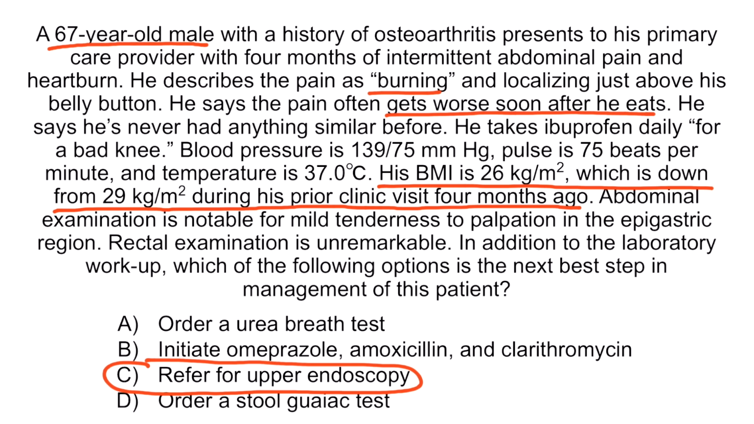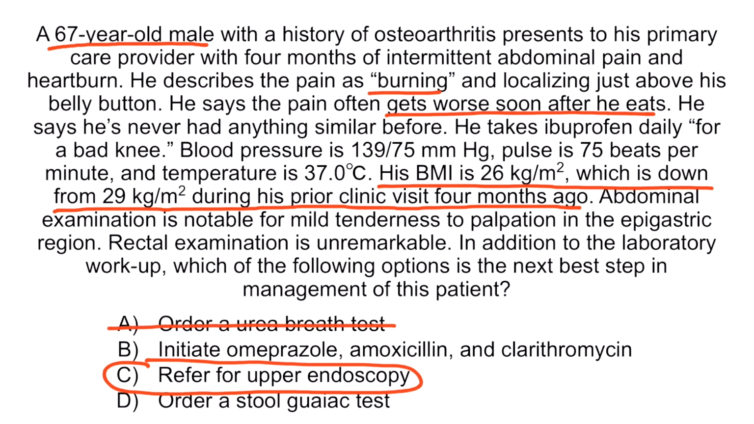evaluated with upper endoscopy. A urea breath test can be ordered to test for the presence of H. pylori infection. Unfortunately, this patient's high-risk features of old age and weight loss warrant an assessment for cancer, not just H. pylori infection. Since endoscopic biopsy of a presumed gastric ulcer can be diagnostic of both cancer and H. pylori infection, it is preferred over the urea breath test, so option A is incorrect.